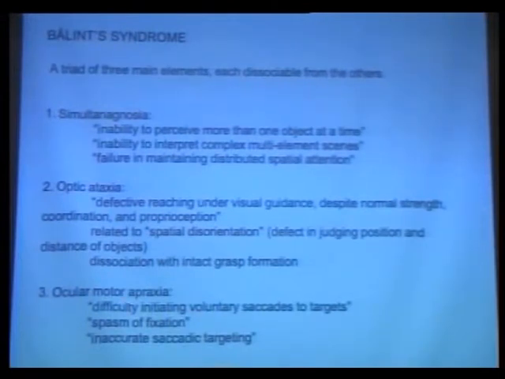Oculomotor apraxia is sort of an eye movement equivalent of this in some ways. They have difficulty initiating voluntary saccades, and they also have inaccurate saccadic targeting. So when they're trying to make an eye movement to something, even though they have intact visual fields, their saccades are not accurate. They have to hunt for things. And once they get there, they often also don't stay there properly.